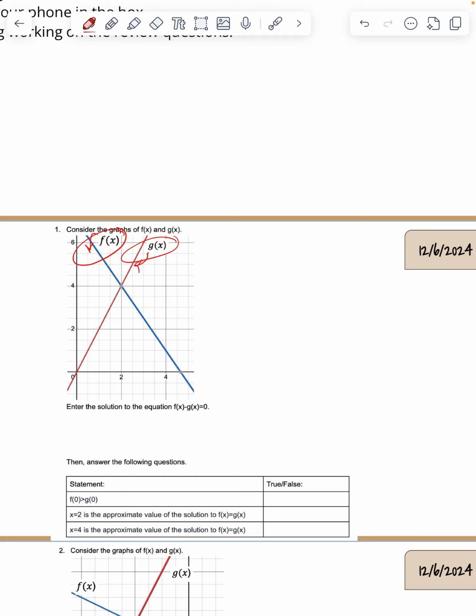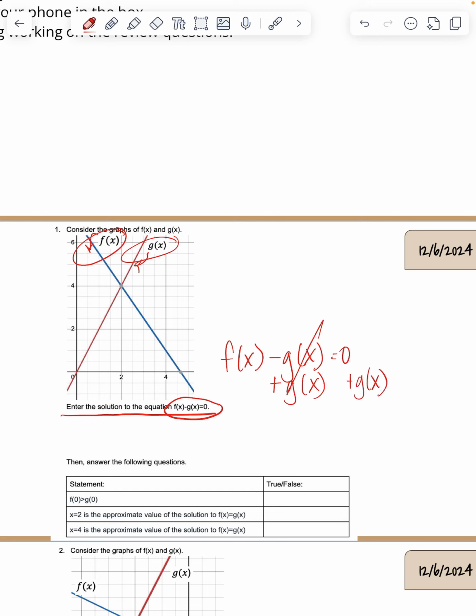So it says enter the solution to the equation f of x minus g of x equals 0. Now, what does this mean? If I wanted to solve this equation, I can add the g of x to the other side, and you could have done the same thing with the other one, but it's just easier to add the g of x. That's going to cancel this, so f of x equals g of x.